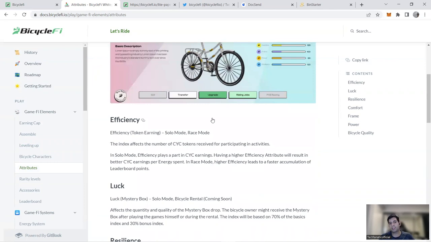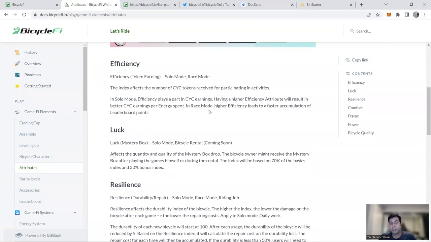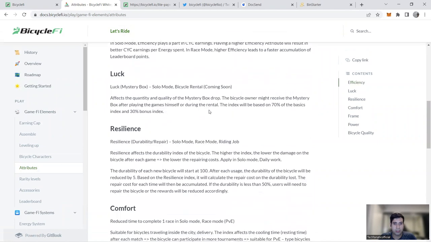Efficiency. So efficiency is mostly applicable when you're doing the solo mode or race mode. And it determines the number of CYC, or in-game token, that you receive as a reward. So the better efficiency you have, the more tokens you get. Luck gives you the factor where you get the drops or box drops or mystery boxes that come in. Resilience is the factor that gives you the durability index for the bicycle. So you don't have to worry too much about the repairing costs when you have a better resilience score.